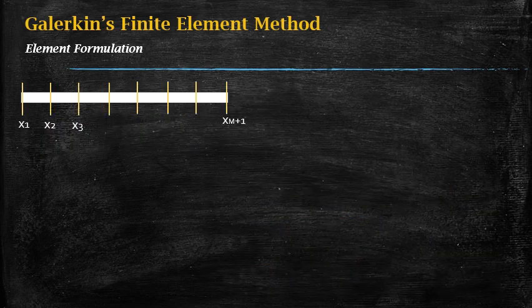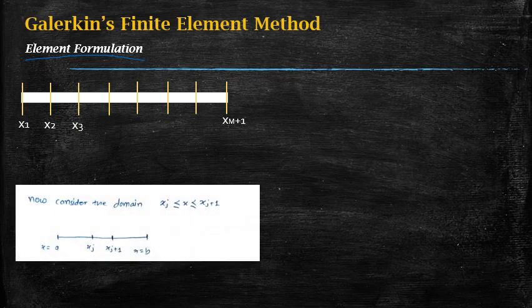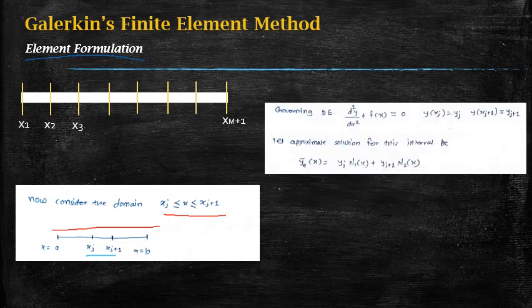Now we will move towards element formulation. Again, consider the domain which has been divided into m number of elements. Here it is shown. Now consider the specific domain where x varies from xj to xj plus 1. Here it is the complete domain, and here it is the specific domain that we will now focus our attention on. Again, the governing differential equation will be the same, d2y by dx square plus f of x is equal to 0, but the domain under consideration is this domain.